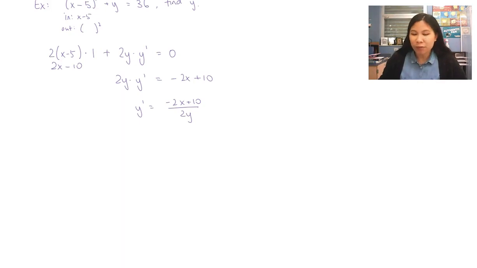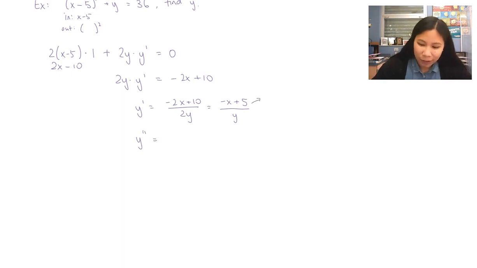So for my first derivative, I'm actually going to simplify this just a little bit more because I see that everything divides by 2. So my first derivative is going to end up being (negative x plus 5) over y. Okay, so now we can start finding the second derivative. I'm going to need the quotient rule because I've got a fraction. So on top, negative x plus 5, the derivative is going to be -1. On the bottom, the derivative of y is just 1, but because it's a y variable, we'll need the y prime. So 1 times y prime is just y prime.